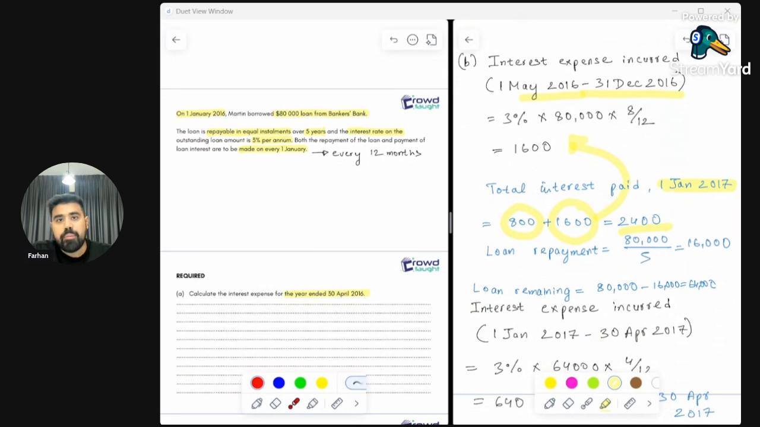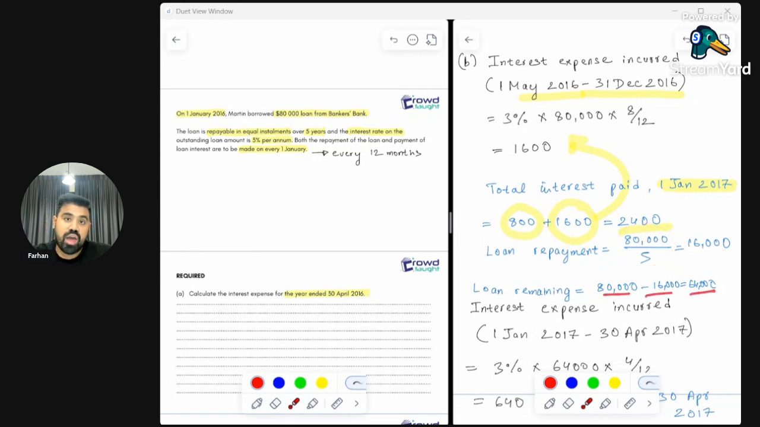Okay. Now, how much are we going to repay in loan? We know the original loan amount was $80,000, which is to be repaid equally, as the question explicitly mentions in the second paragraph, equally over 5 years. That means the loan repayment every year is simply $80,000 divided by 5, which is $16,000. So this $16,000 will be repaid on 1 Jan 2017 for the loan. Once this is repaid, the remaining balance of the loan would be $80,000 minus $16,000, which is $64,000.